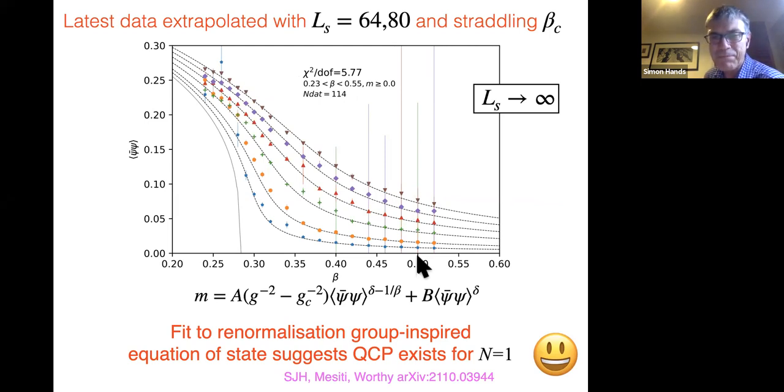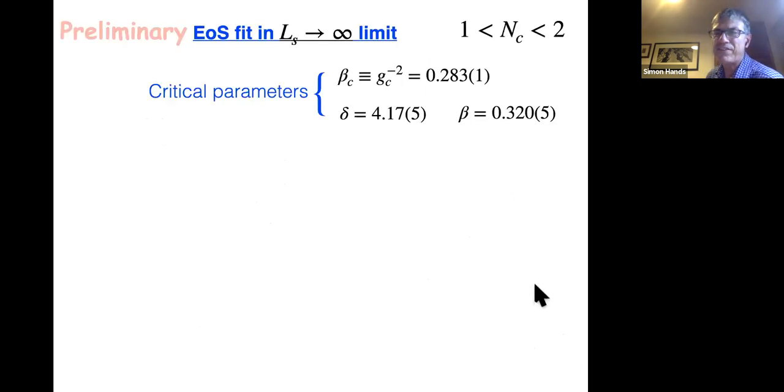So what I'm going to claim is that we do see an acceptable fit to a renormalization group inspired equation of state, which suggests that yes, there is a quantum critical point at a value of the inverse coupling of about 0.28. And the fitted values of these exponents can be used to characterize that critical point. So here are the answers that we've got. The fitted value of delta is 4.2. The fitted value of beta is just over 0.3.